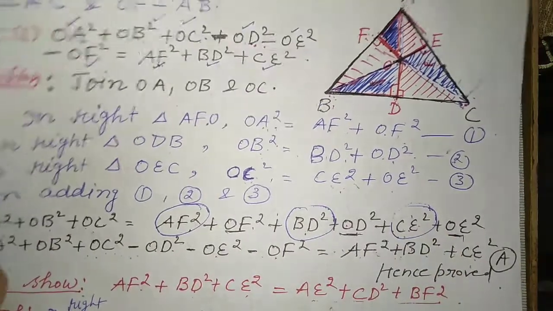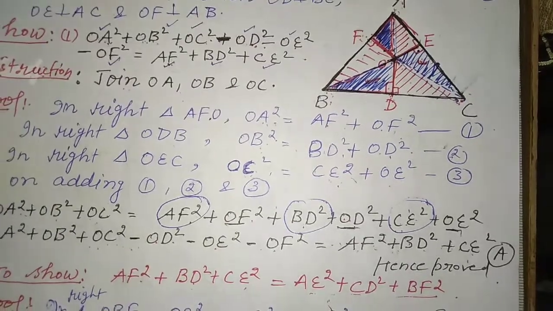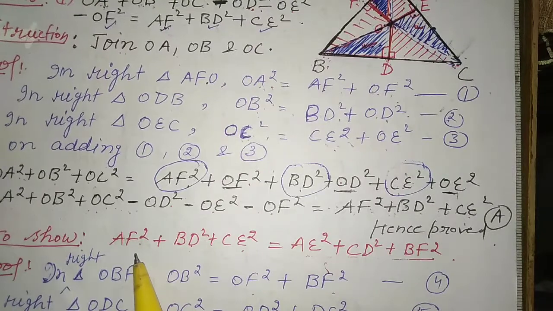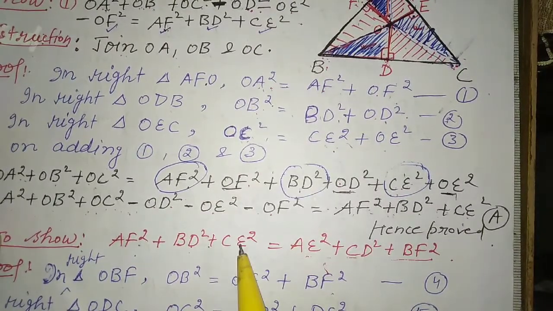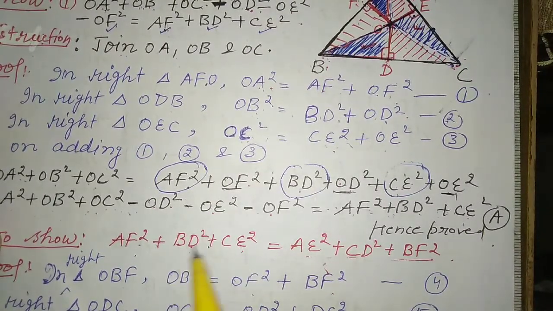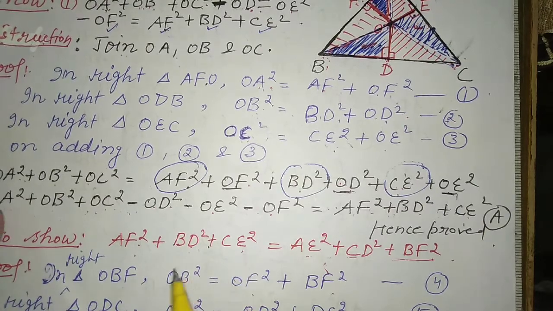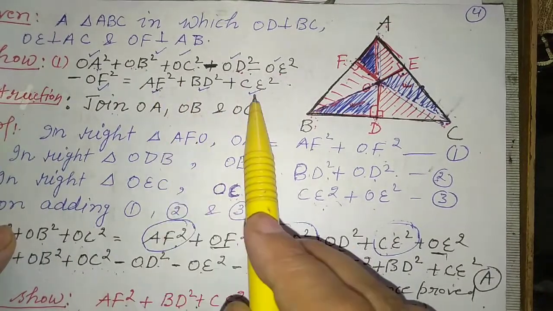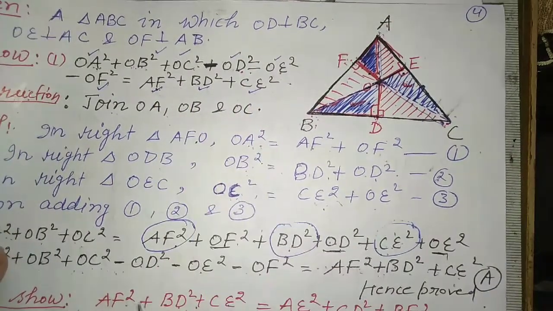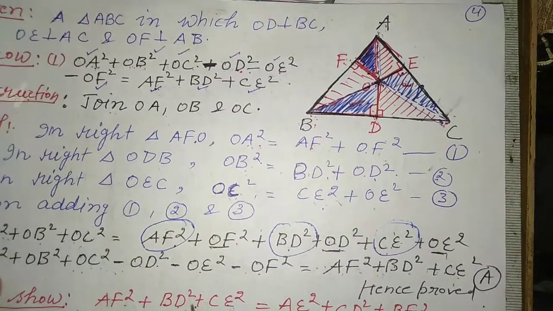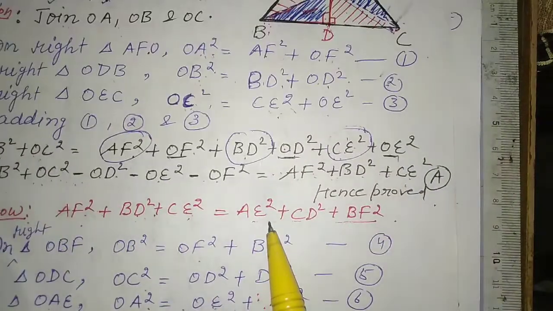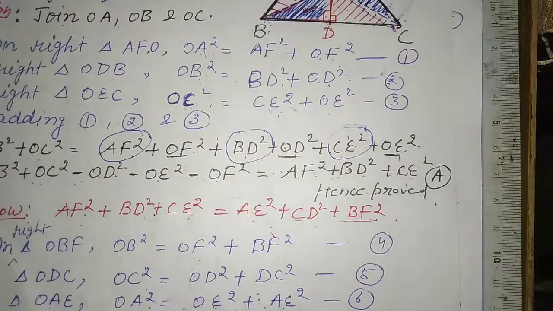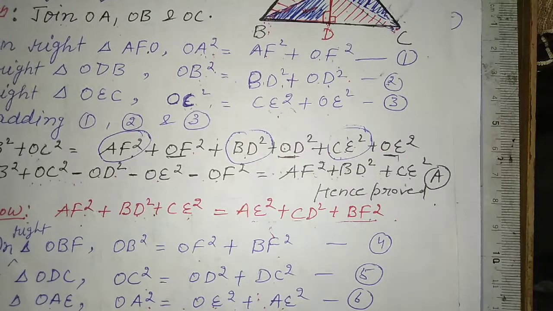This is the first part. Similarly, we can do the second part. In the second part, we require AF square plus BD square plus CE square. You can see this is the part we have proved in the first, the right side part: AF square plus BD square plus CE square. And on the right side we are getting AE square plus CD square plus BF square.